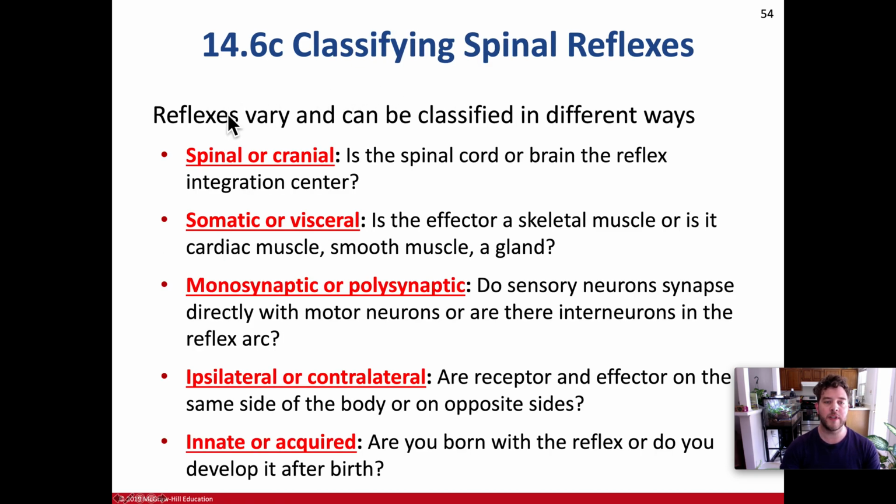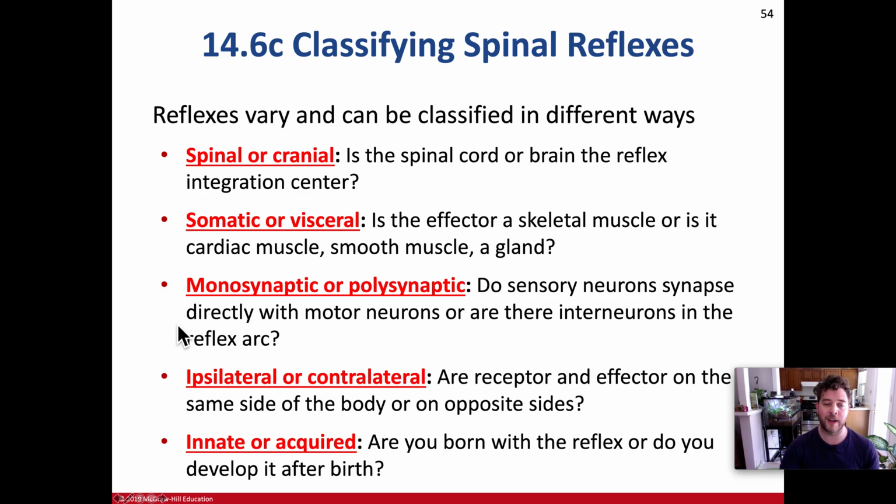Okay, so reflexes vary and can be classified in different ways. There are 5 different ways to classify reflexes. Is it spinal or cranial? Is it initiated from the spinal cord or the brain? Is it somatic or visceral? Is the effector a somatic skeletal muscle, or is it cardiac muscle, smooth muscle, or a gland? Those are easy questions. Monosynaptic or polysynaptic? Do sensory neurons synapse directly with motor neurons, or are there interneurons in the reflex arc? This is one where you would have to actually know the structure of the reflex arc to be able to determine. These two you could easily tell on your own.